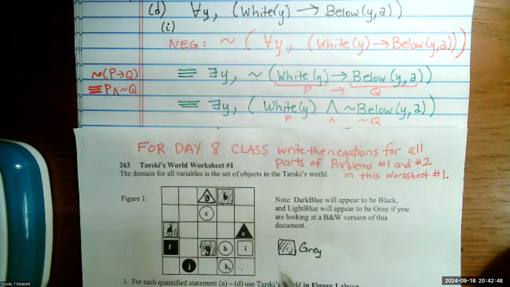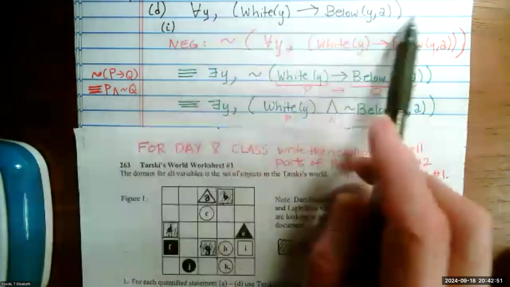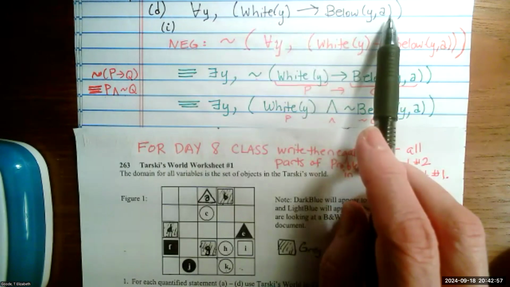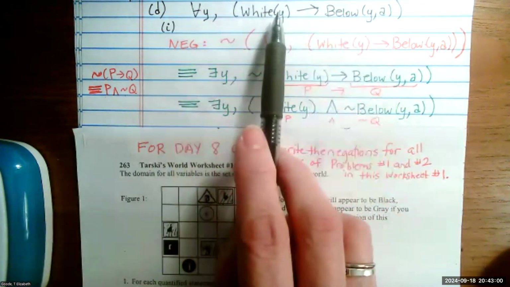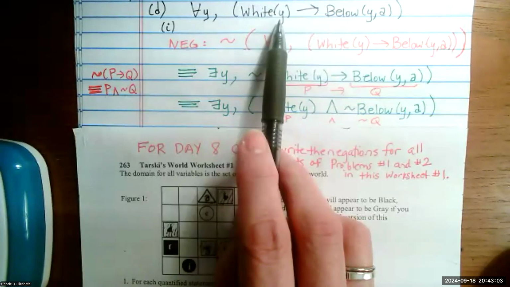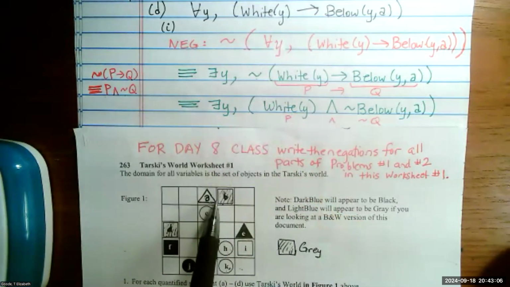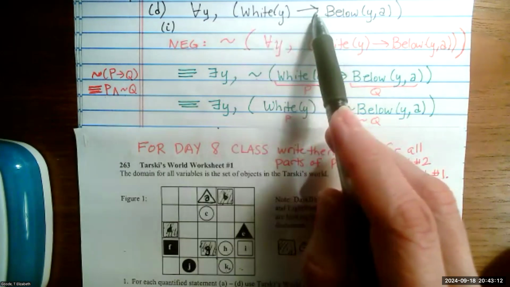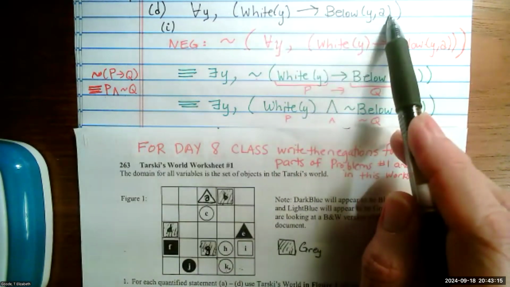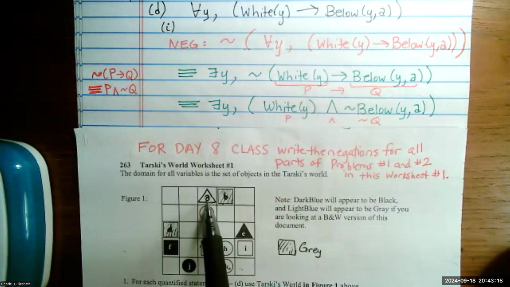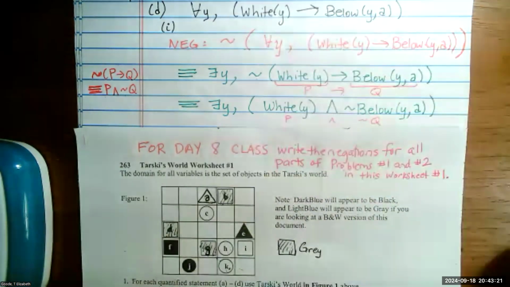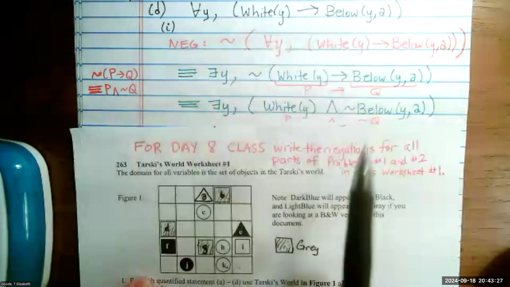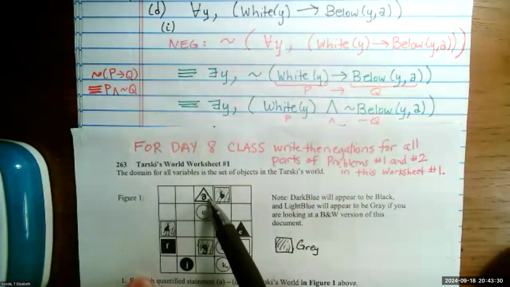So for this original statement to be true, for every single y, if it's white, then it has to be below A. But A itself is white, right? This says if y is white, then y has to be below object A. Well, A is white. Is A below A? No. So this statement is false because it fails for y equals A.